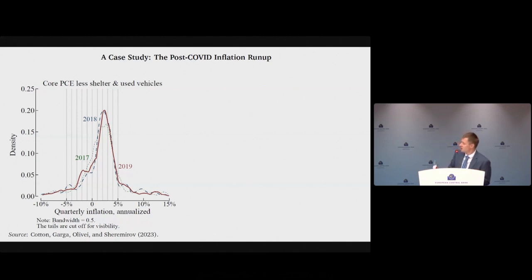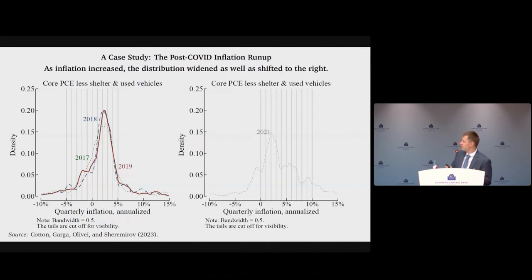So this is the benchmark distribution of disaggregated inflation rates before the pandemic. As you see, it's very unimodal, bell-shaped, fixed dispersion, but inflation was at 2% or slightly below during that time. As we move to the high inflation environment, not only does the distribution move to the right, it also becomes wider, exactly as the models predict. And in 2022, when inflation was particularly high, not only was it wide, but the shape changed completely. It became multimodal as well.